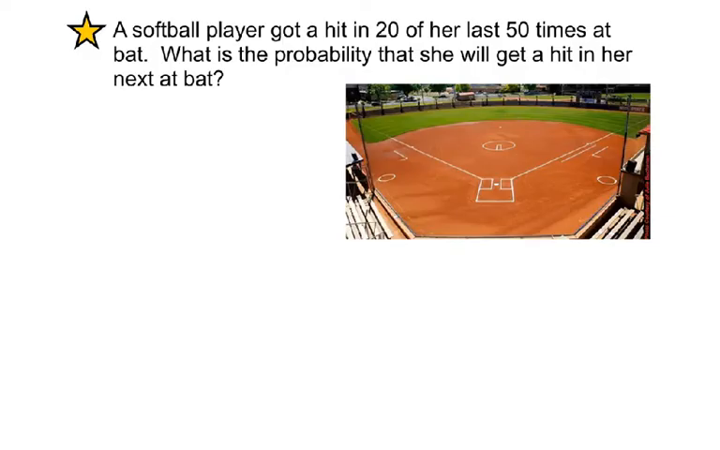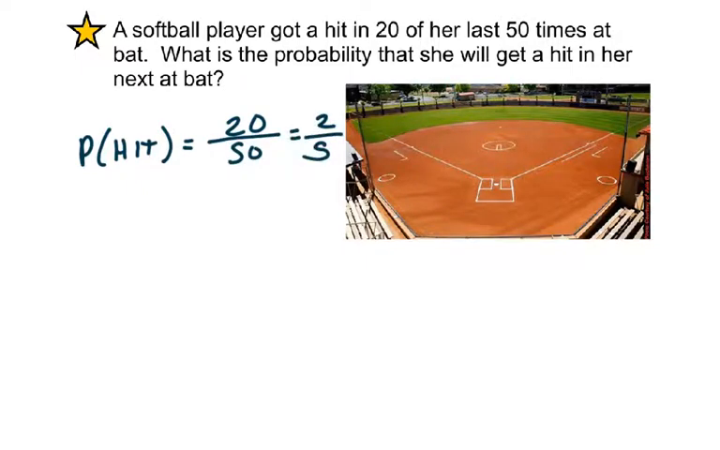A softball player got a hit in 20 of her last 50 times at bat. What is the probability that she will get a hit in her next at bat? So the probability of a hit would be equal to the number of hits we've seen that softball player get over the number of times they've been at bat. So 20 over 50, or 2/5.